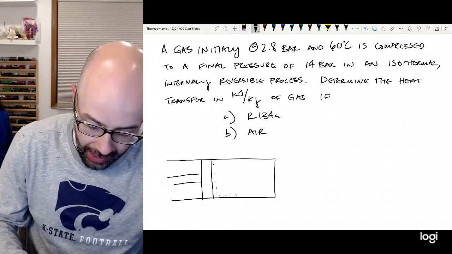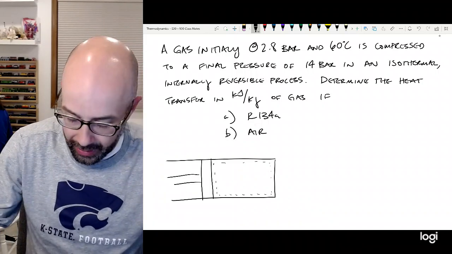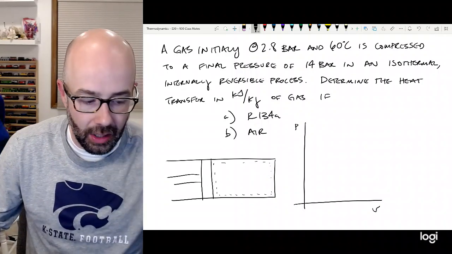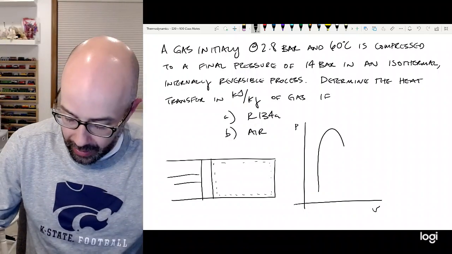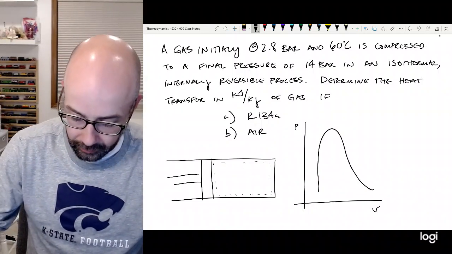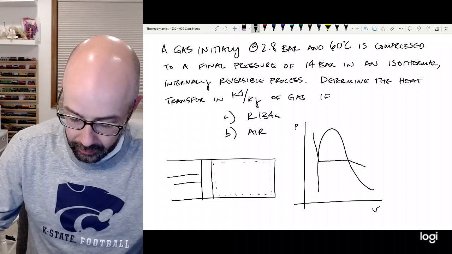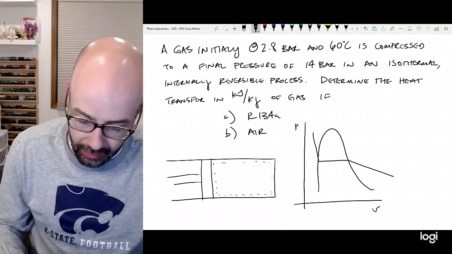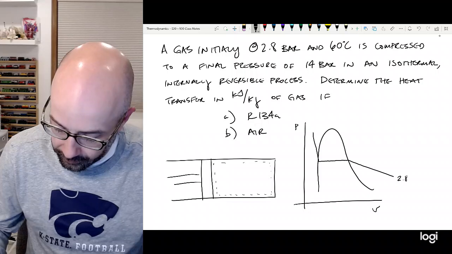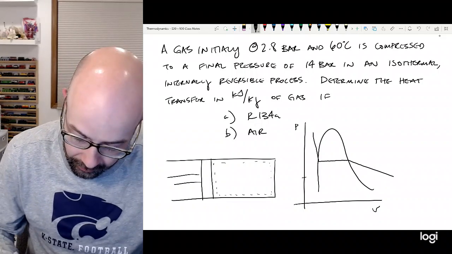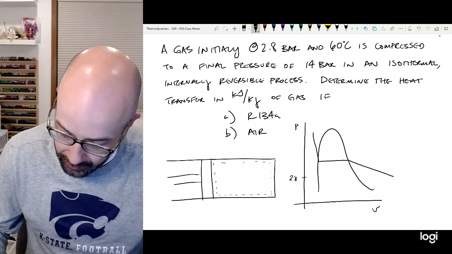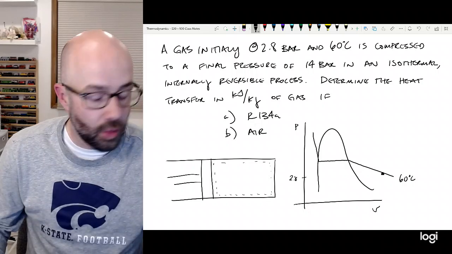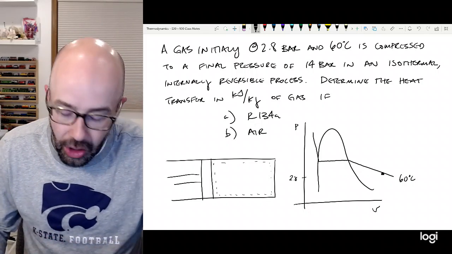Here's our system. And if we were to draw this on a PV diagram, let's talk about the R134A first. We would have a vapor dome here, and we would go down and start at 2.8 bar and 60 degrees Celsius. So maybe here the temperature is 60 degrees Celsius, and we are going to be isothermally working on this.